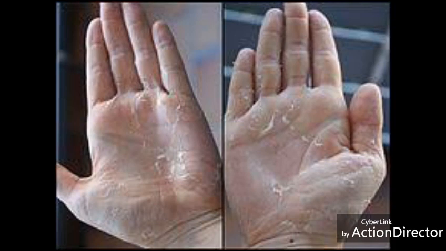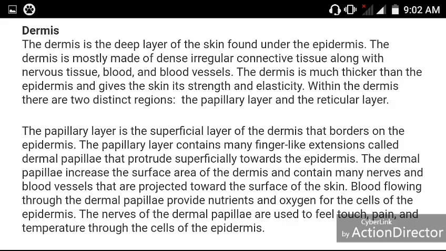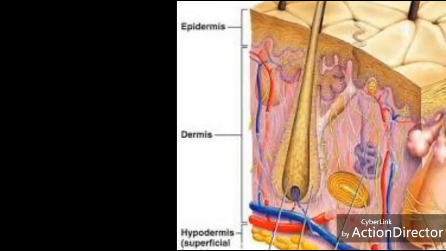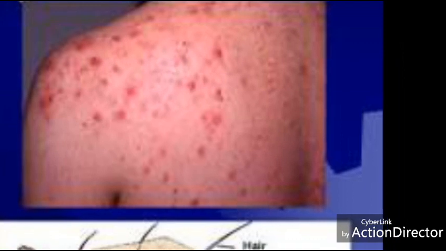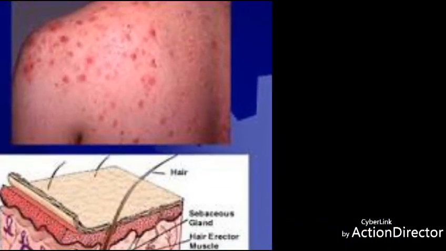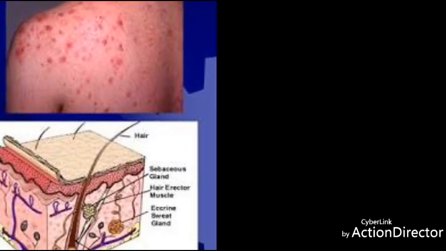Dermis. The dermis is the deep layer of the skin found under the epidermis. The dermis is mostly made of dense irregular connective tissue along with nervous tissue, blood, and blood vessels. The epidermis is an avascular region of the body, meaning that it does not contain any blood or blood vessels. The cells of the epidermis receive all of their nutrients via diffusion of fluids from the dermis. The dermis is much thicker than the epidermis and gives the skin its strength and elasticity. Within the dermis there are 2 distinct regions, the papillary layer and the reticular layer.